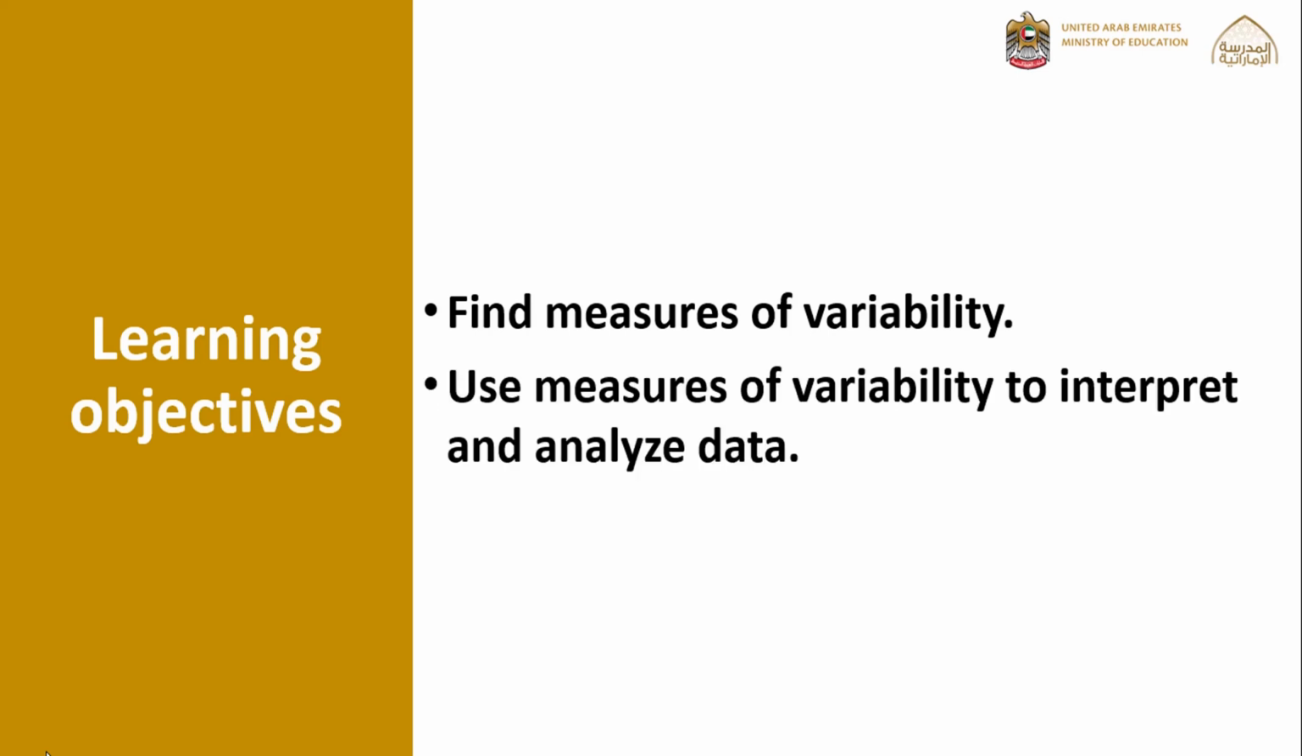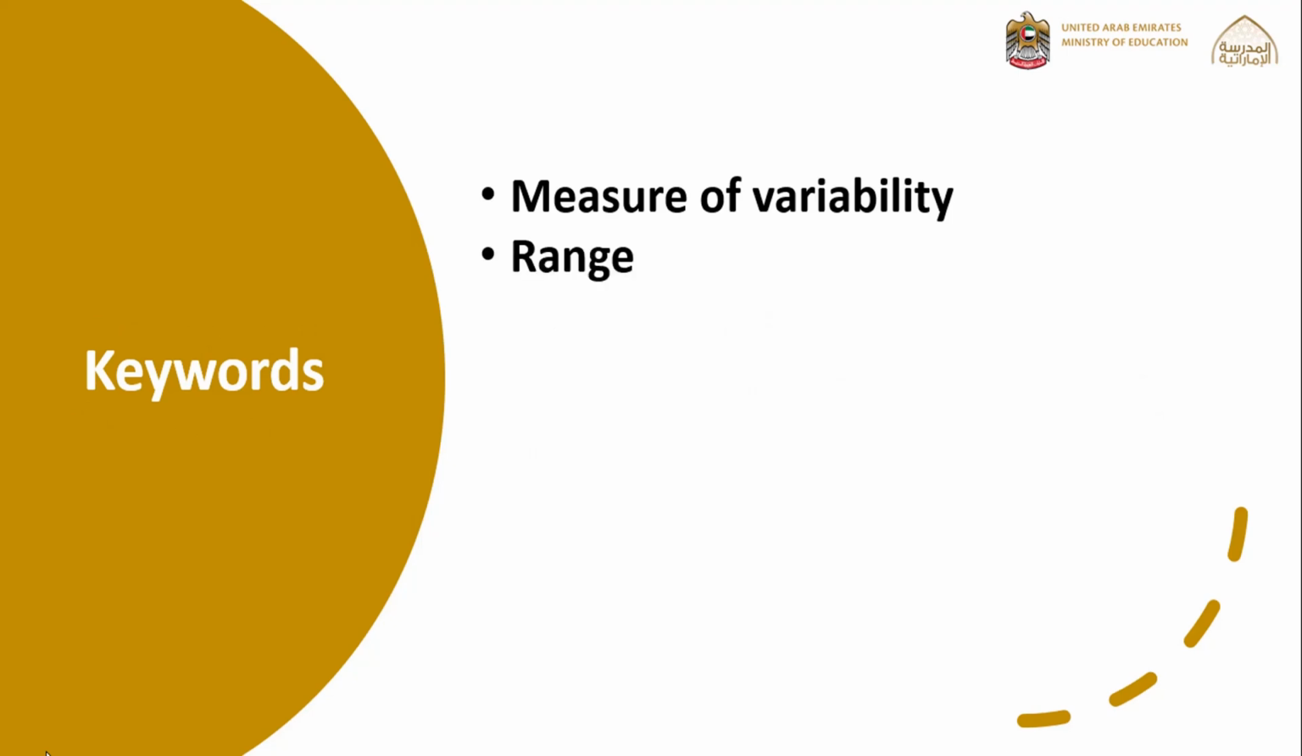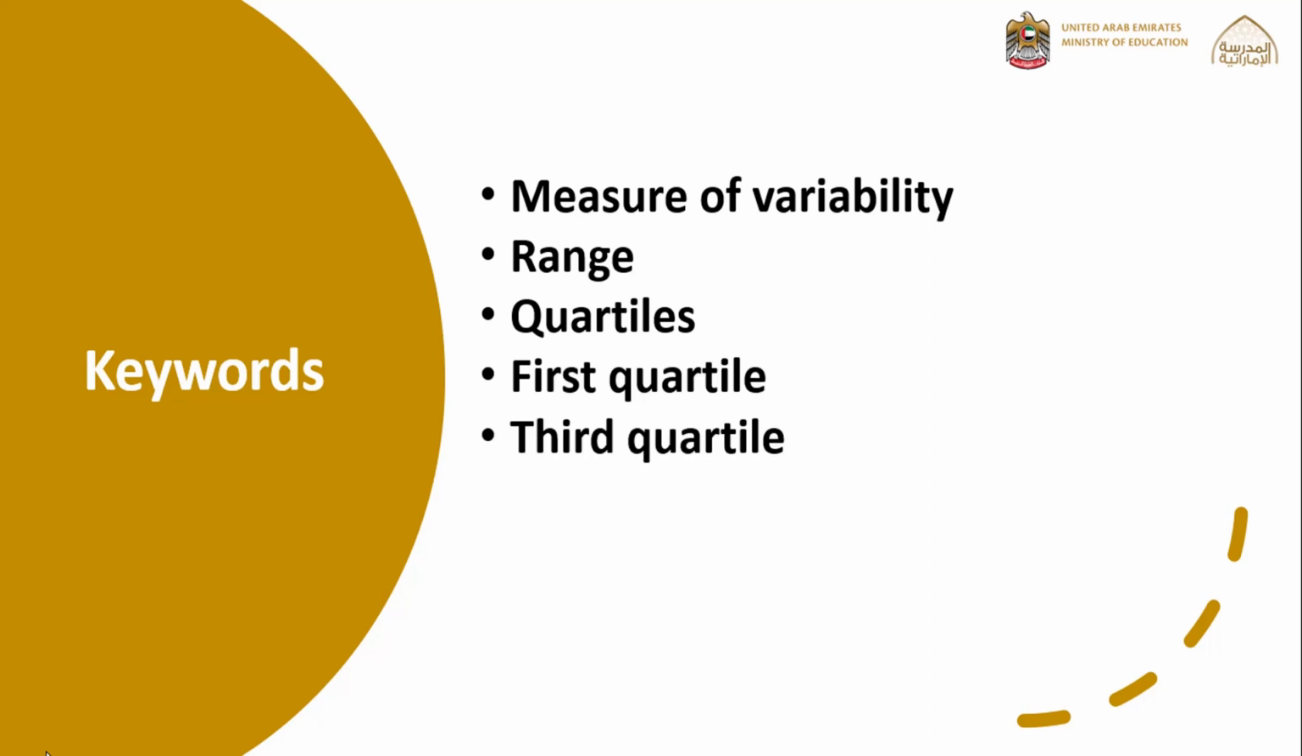Learning Objectives. Find measures of variability. Use measures of variability to interpret and analyze data. Keywords. Measures of variability. Range, quartiles, first quartile, third quartile, interquartile range, outlier.